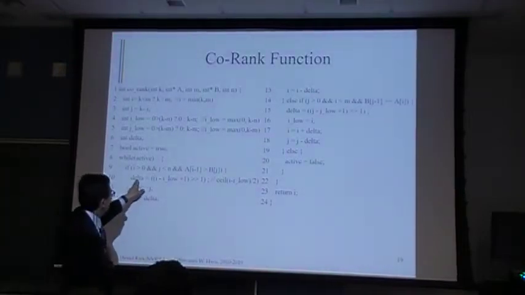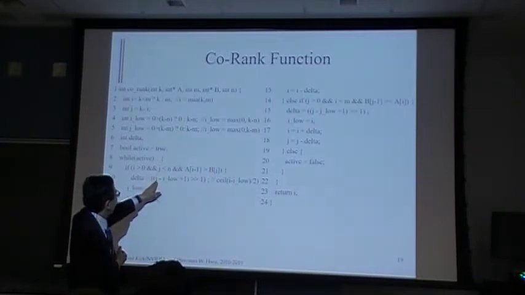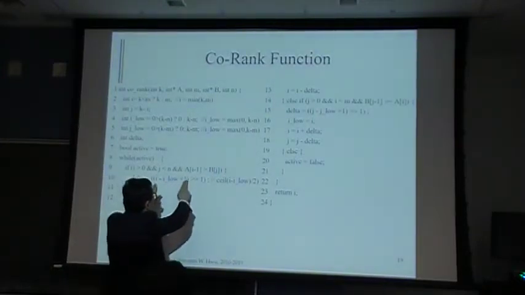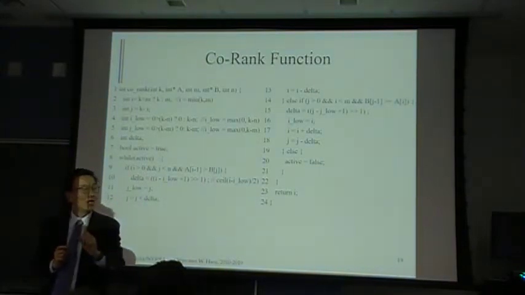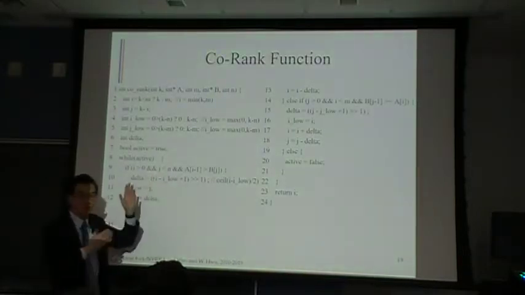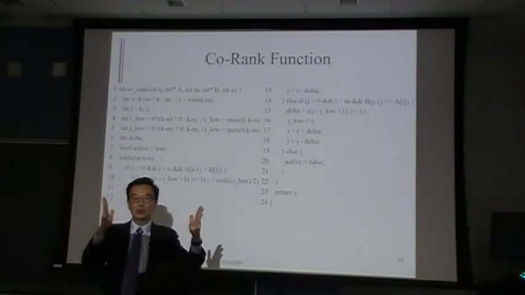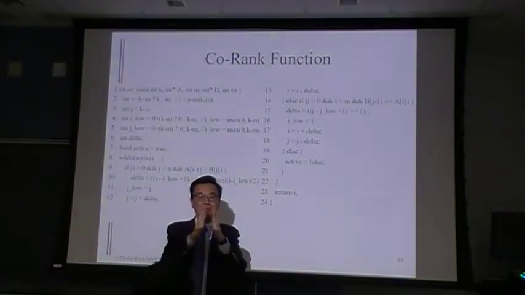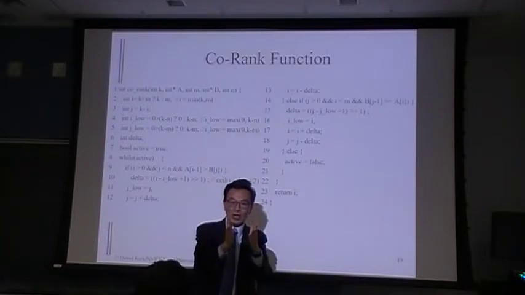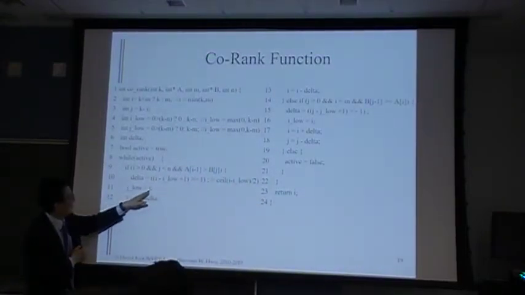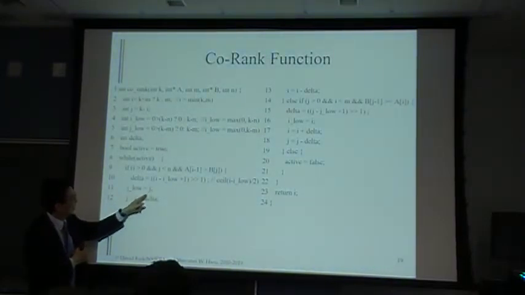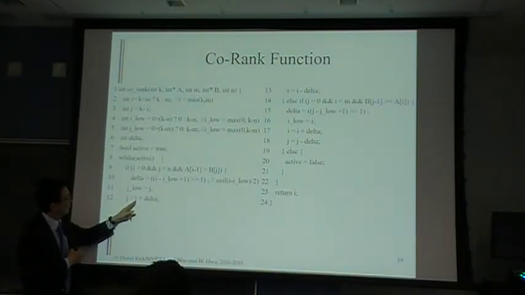So I would create a delta to be I minus I low plus 1. So this is the current window size for A, right? The current window size for A. So I already know that I need to adjust it down, right? As I adjust down, I also shrink the window, so that I can both go close to that value and also narrow down the window so that I can begin to lock in, right? So that means that I low is going to become J low is going to become J, and then J is going to become J plus delta.